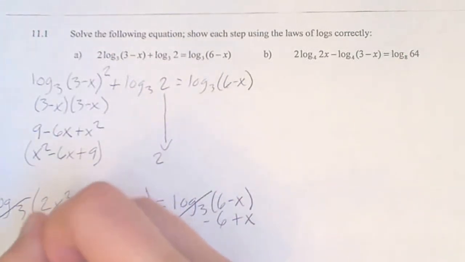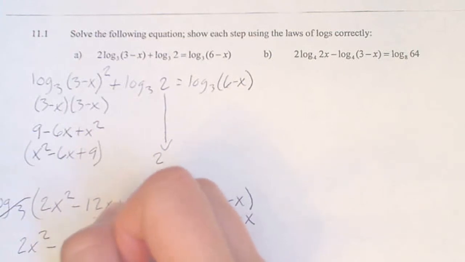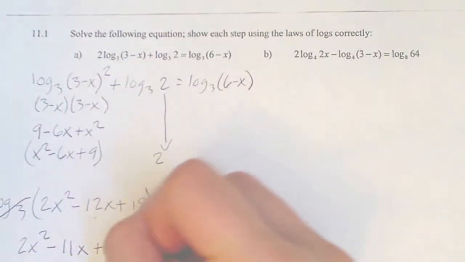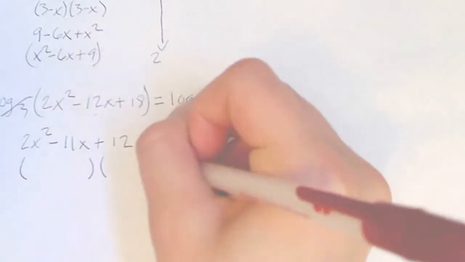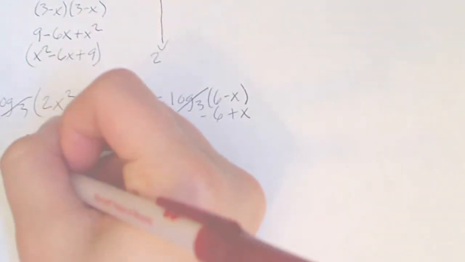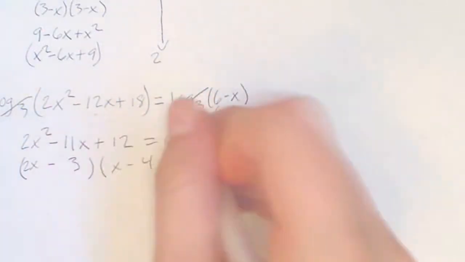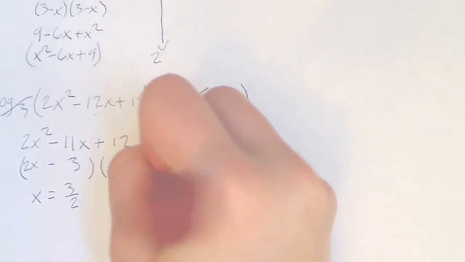So you end up with 2x squared minus 11x plus 12 equals 0. Then you're going to factor that, and it comes out 2x minus 3 and x minus 4. When you set them both to 0, you end up with x equals 3 halves and x equals 4.